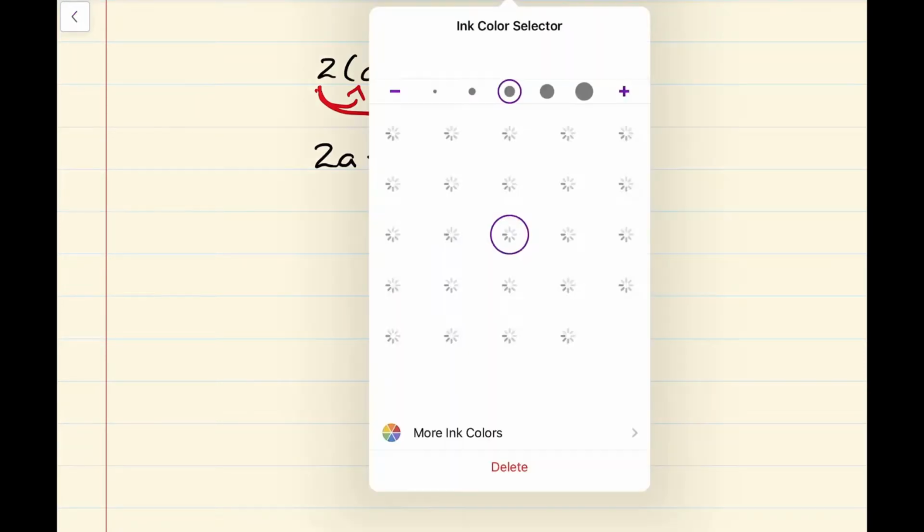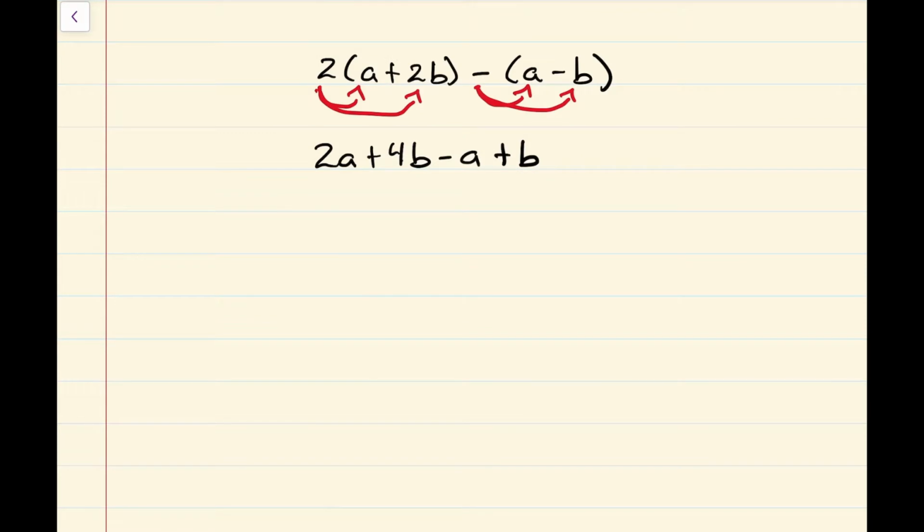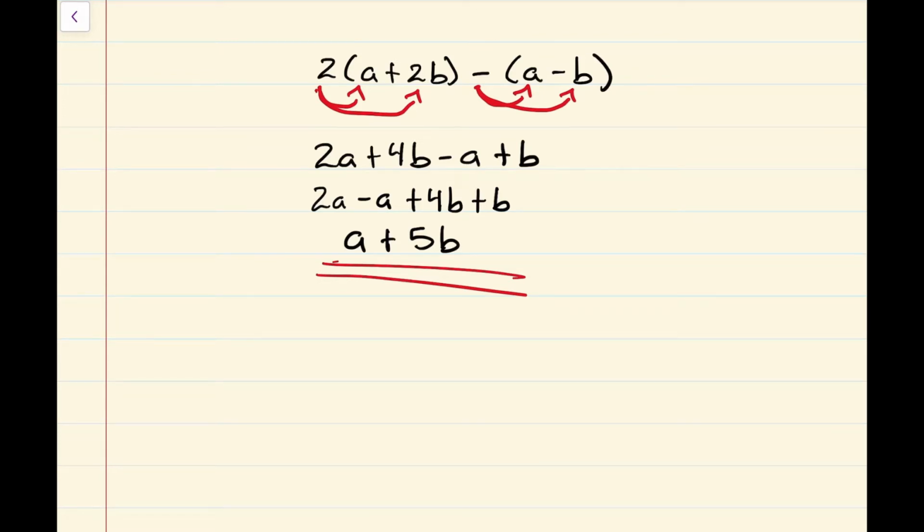Okay, and so now we would just have to group like terms and solve. So 2a minus a plus 4b plus b. 2a minus a is just a, and 4b plus b is 5b. Okay, and that's basically our answer. We're done. So let's move on to the next question.